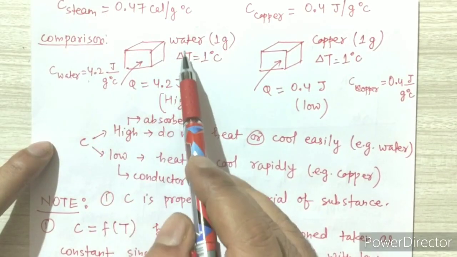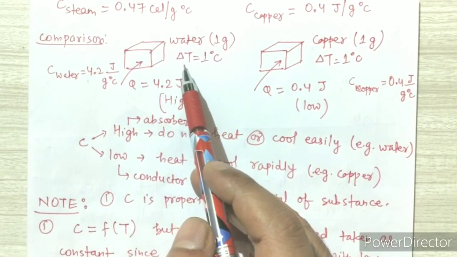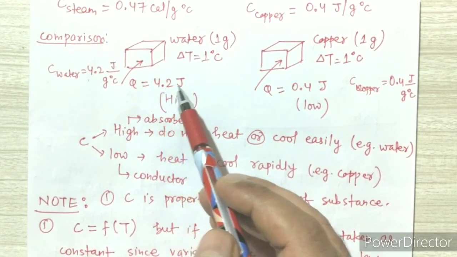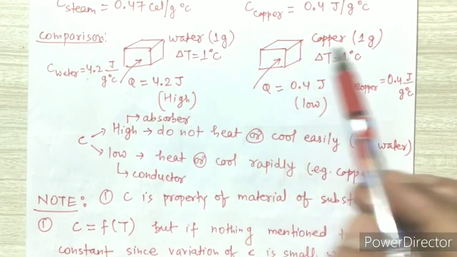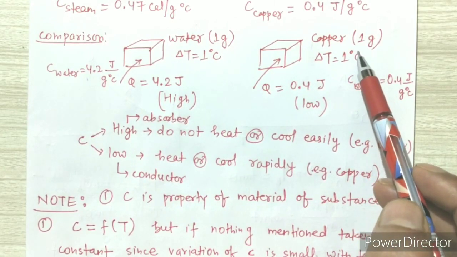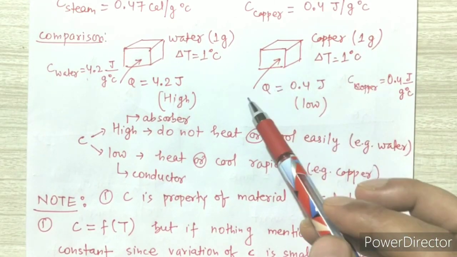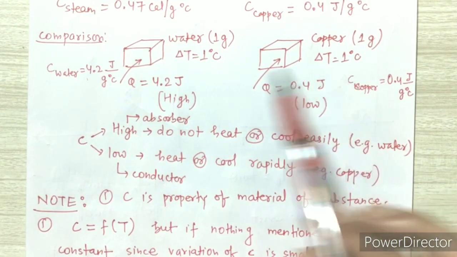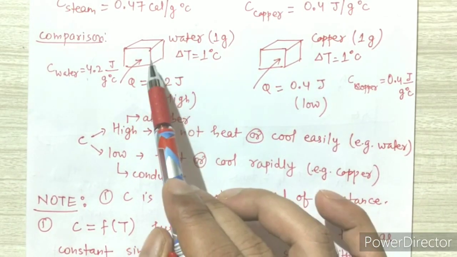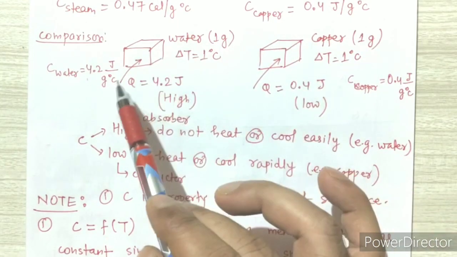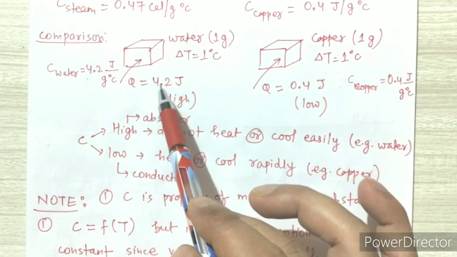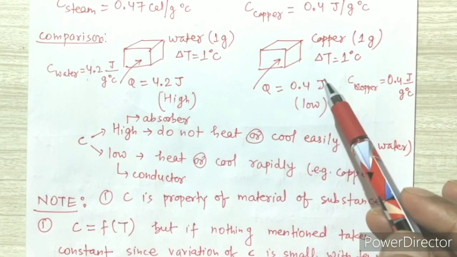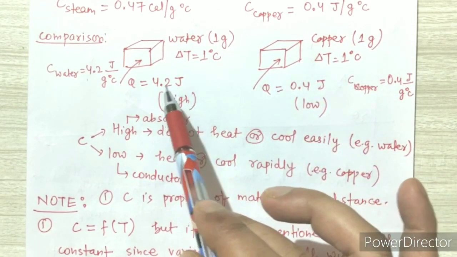For water, if we take 1 gram of water, to change the temperature by 1 degree Celsius we need to give a heat of 4.2 joule. And for the same 1 gram of copper, to increase the temperature by 1 degree Celsius, we need to supply a heat of 0.4 joule only. So you can see that for the same mass of water and copper, the heat given to water is 4.2 joule, whereas for copper it is only 0.4 joule, which is very low as compared to water.